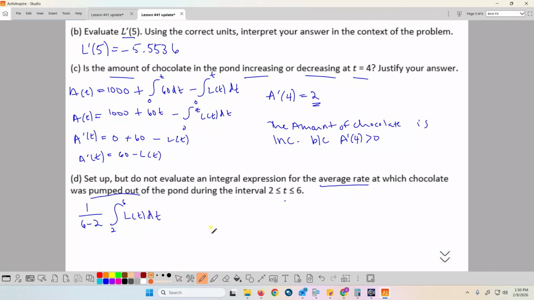So there you go. This is how we can write that out. This is the setup of that integral expression, but not the evaluated one, because we don't have to evaluate this one. All right, let's keep going.